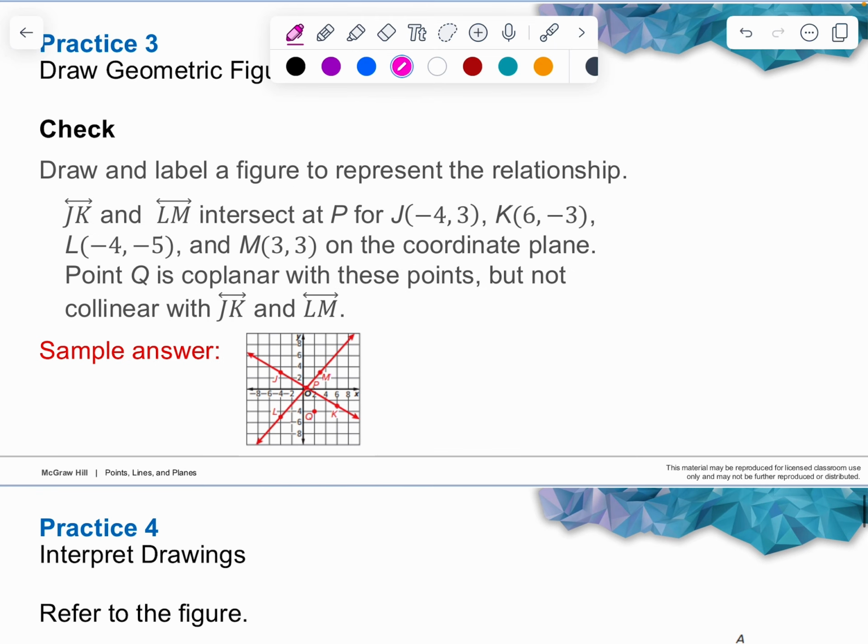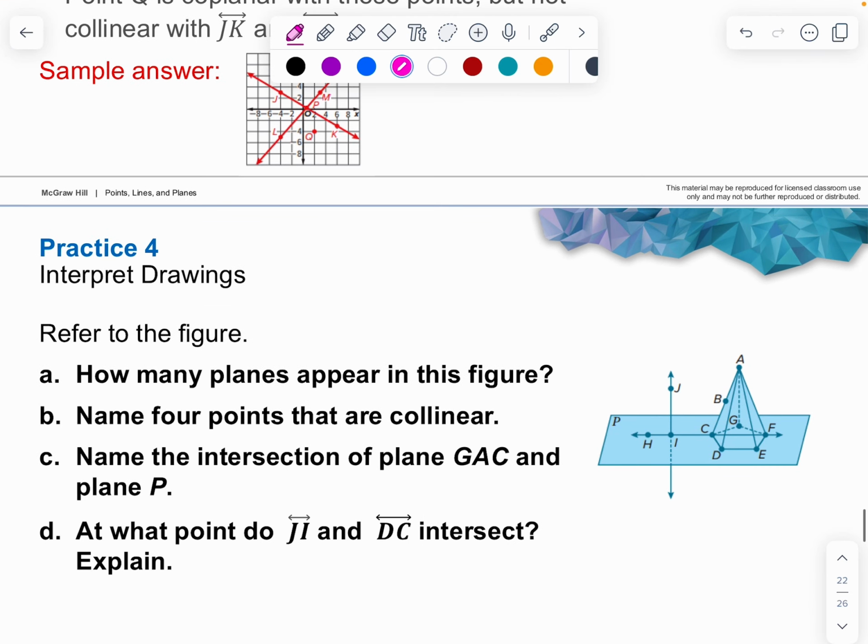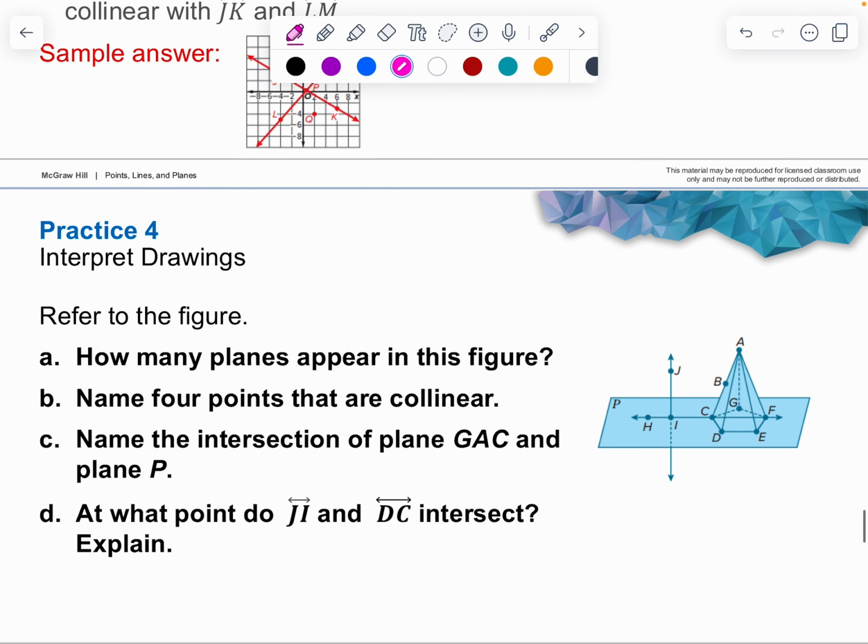And then interpret drawings. Okay. How many planes appear in this figure? Now you're not only doing the plane at the bottom, but then you're doing all of the planes on the surface of this pyramid. So you've got this one on the outside, this one, and then the 2 on the back. So 1, 2, 3, 4, 5, 6. There should be 6 planes. Name 4 points that are collinear. All right, collinear means on the same line. There's only one line that has 4 points on it, and it is this guy, HICF.